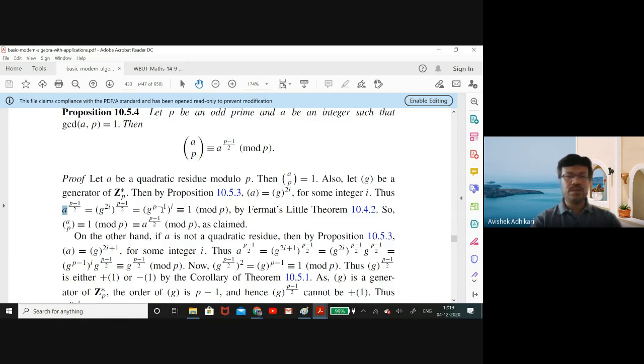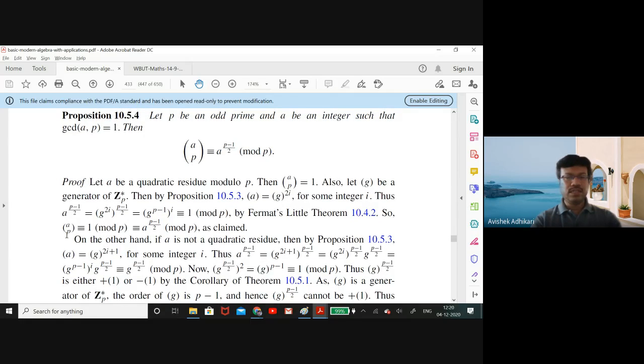So what is G to the power P minus 1? By Fermat's little theorem, this value is 1. So ultimately this becomes 1. So the Legendre symbol is congruent to 1 modulo P, because A is a quadratic residue, and from the right hand side I have also seen that it is 1 modulo P. So the Legendre symbol (A/P) is congruent to A to the power (P minus 1) by 2 modulo P.